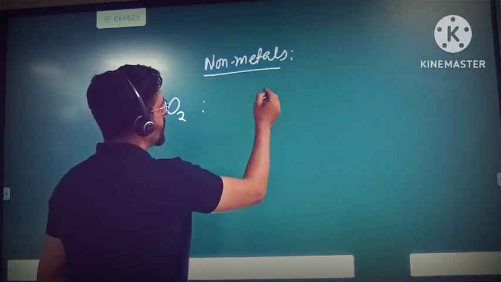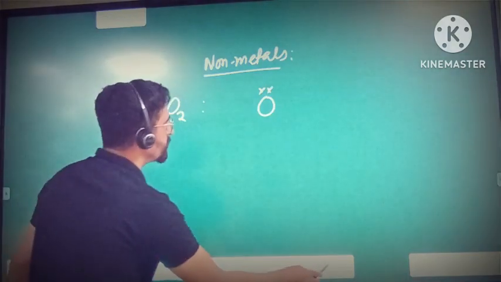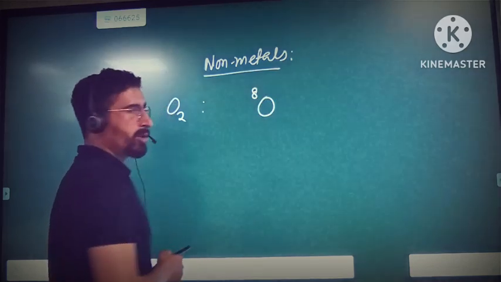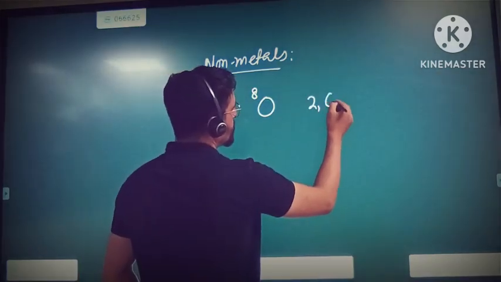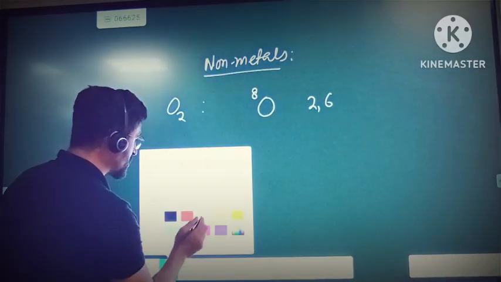Let us go into the detail. What is its atomic number? Its atomic number is 8. Oxygen atomic number 8, so its electronic configuration will be 2 and 6. So it has 6 electrons in its outermost shell.